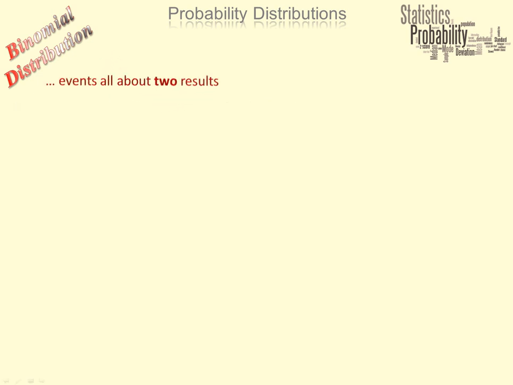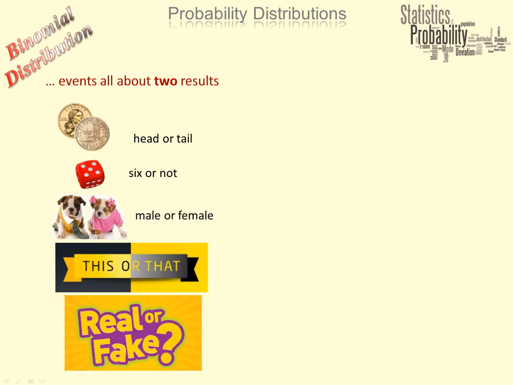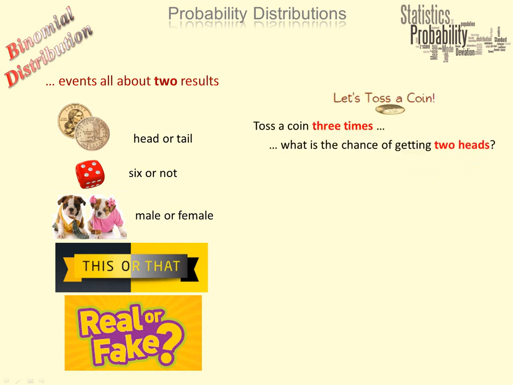So, on to the binomial distribution. It's all about 2 results. That's where the bi comes from, bi for 2. Let's have a look at an example. We toss a coin 3 times. What's the chance of getting 2 heads?